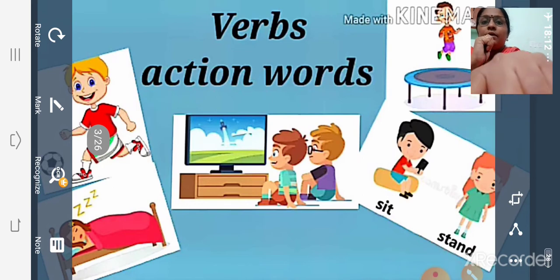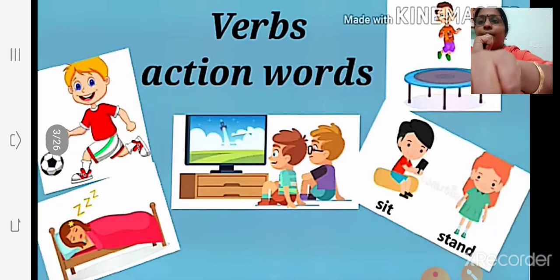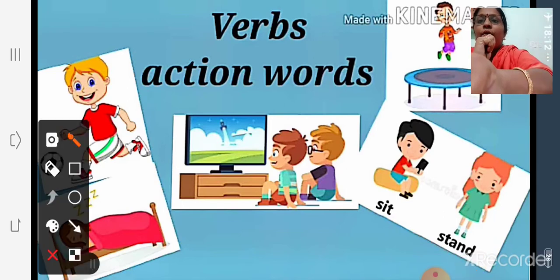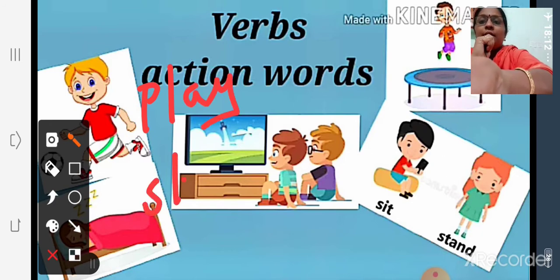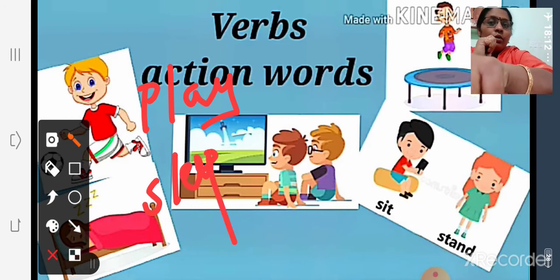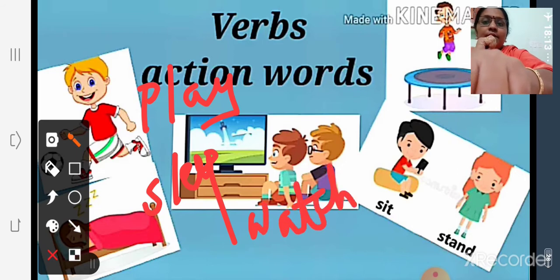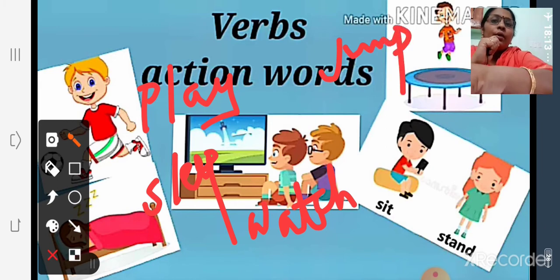So look at here. Here you can see this boy is playing. So play is an action word. Sleep. So here this girl is sleeping. So sleep is an action word. Then these boys are watching television. Watch. Okay. Sit, stand. Then jump. These are all action words.